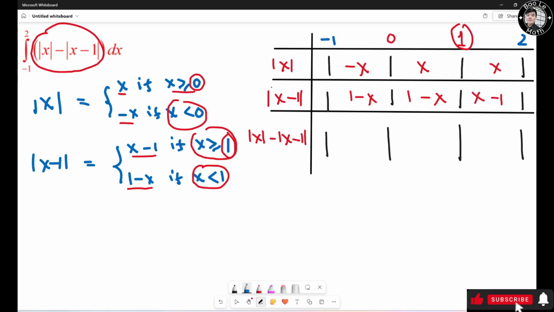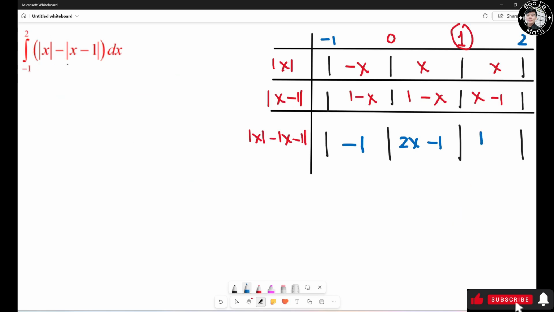Now we need to subtract vertically. Negative s minus (1 minus s) gives -1. Then s minus (1 minus s) gives 2s minus 1. And s minus (s minus 1) gives 1. So the integral becomes the integral from -1 to 0, where the answer is only -1, so we put -1 ds.